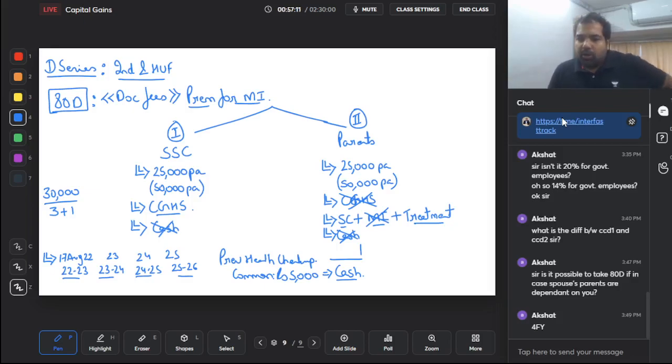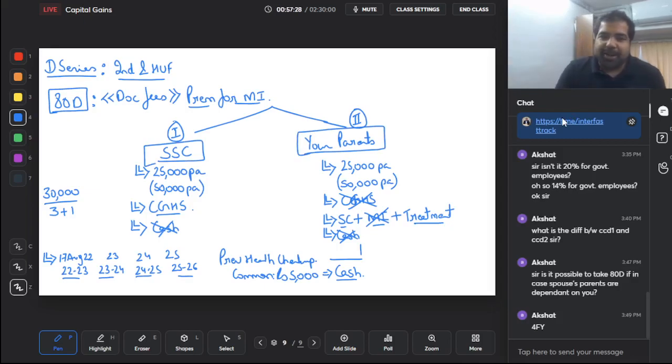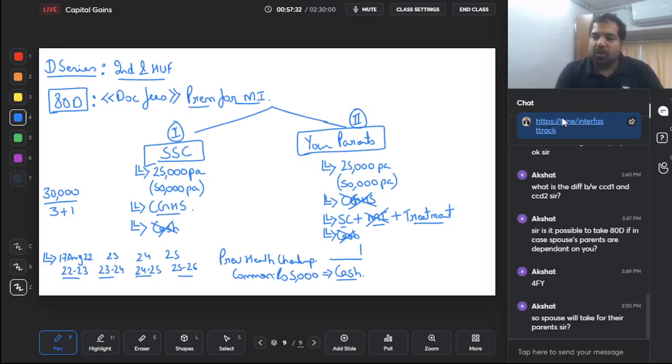Alright, Akshat, looking at your question, so is it possible to take a deduction if in case spouse's parents are dependent on you? No, it is only for your parents, not your spouse's parents. Only for your parents, not spouse's parents. Perfect. So if you want to keep your father-in-law, mother-in-law happy, this is not the way. You can't take their medical insurance and take a deduction. You can pay, but you won't get a deduction. So spouse can take, definitely, spouse can definitely take.